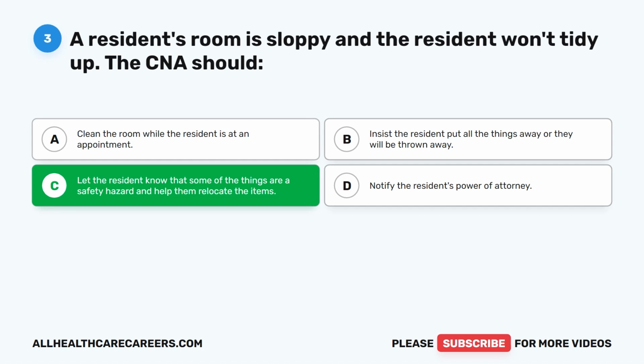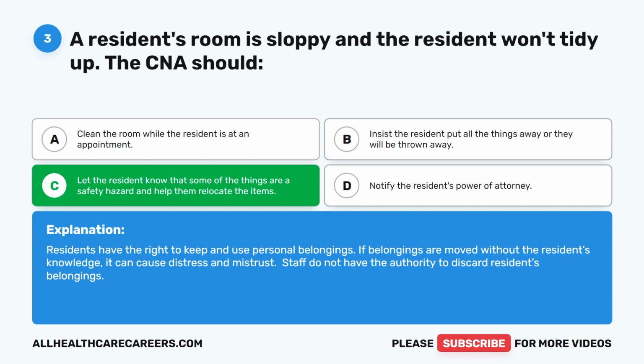Let the resident know that some of the things are a safety hazard and help them relocate the items. Residents have the right to keep and use personal belongings. If belongings are moved without the resident's knowledge, it can cause distress and mistrust. Staff do not have the authority to discard residents' belongings.